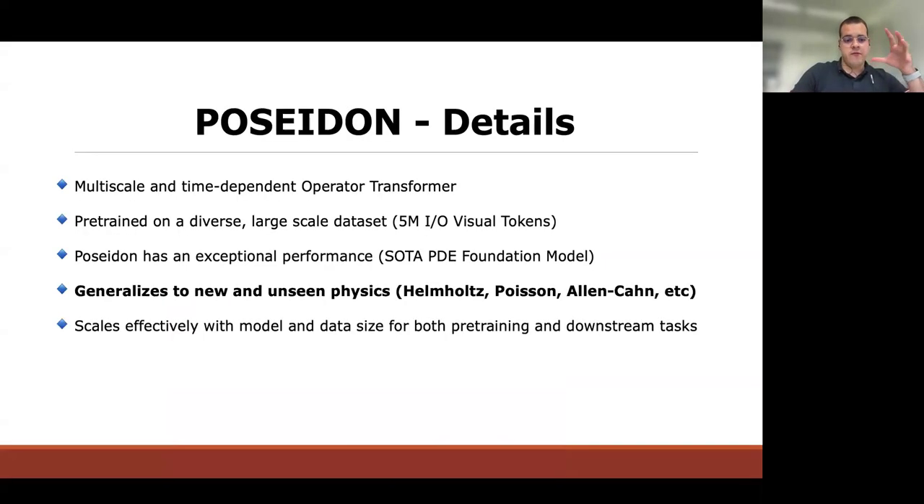And also, very importantly, it scales effectively with model and data size for both pre-training and downstream tasks, which means that as we increase the model size, we get better performance. As we increase the data size, the pre-training data size, we get better performance. And also at the downstream level.